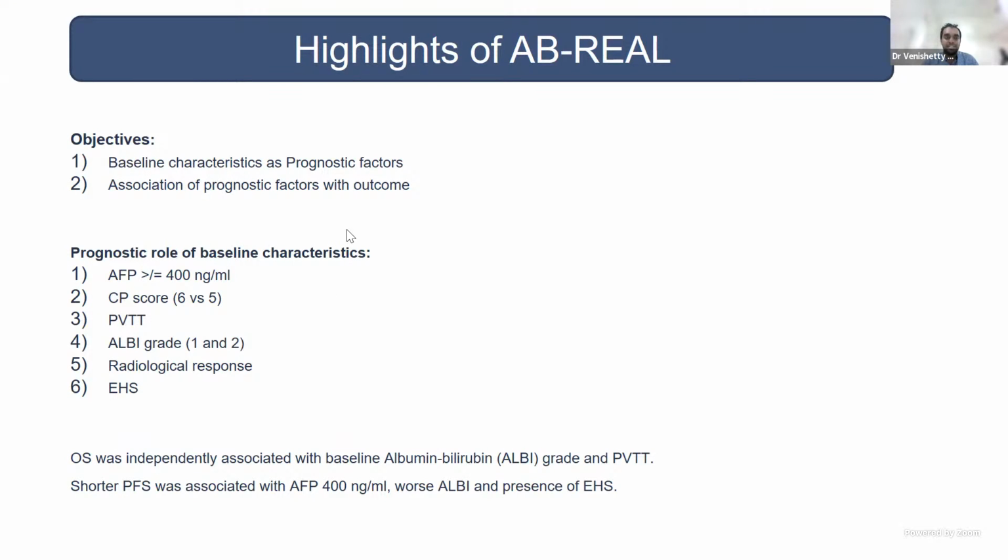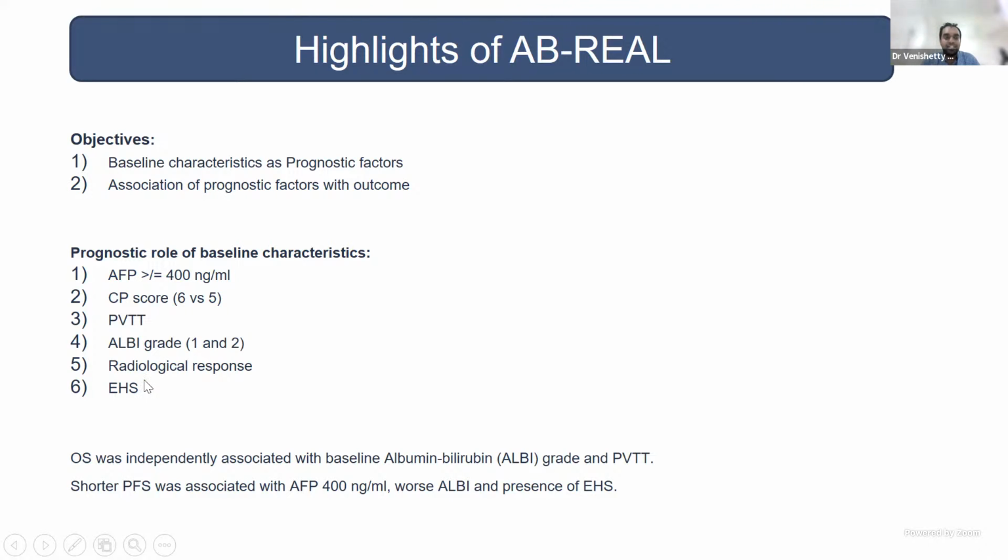The objective was to take the baseline characteristics as prognostic factors and see how they were associated with the outcomes. The prognostic role of baseline characteristics was assessed, specifically AFP more than 400, CTP6 versus CTP5, presence of portal vein tumor thrombosis, ALBI grade 1 and grade 2, radiological response, and extrahepatic spread.